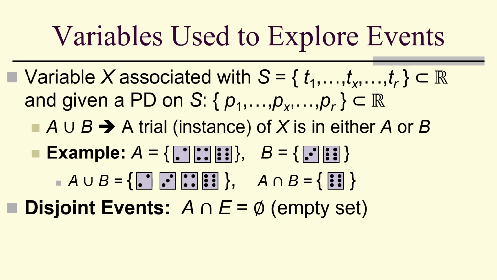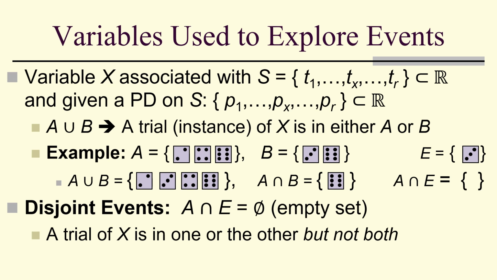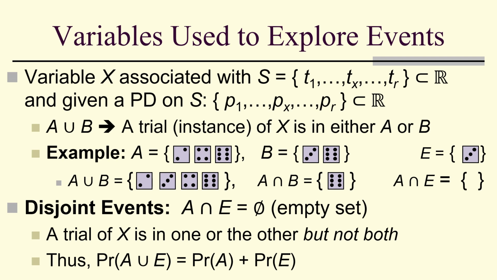Disjoint events are where their intersection is the empty set. For example, if we define this new event of just 3, that's not even. A is all even, so their intersection is the empty set. These are disjoint events. A trial of X is therefore in one or the other, but not both, which means that the probability of the union of disjoint events is the sum of the probabilities. This is actually an axiom of probability.